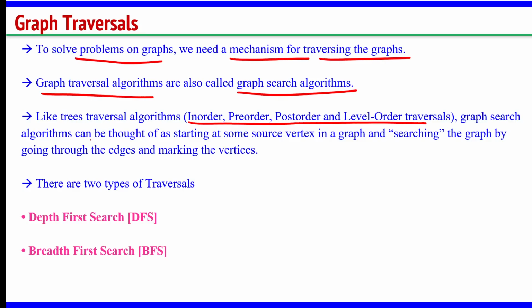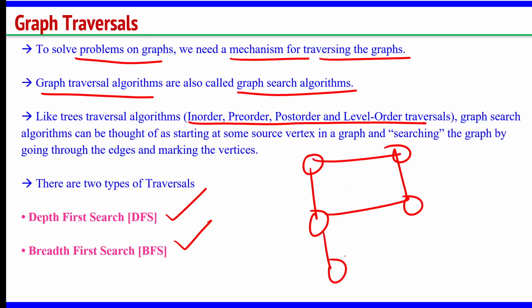Graph search algorithms can be thought of as starting at some source vertex in a graph and searching the graph. It is also the same as in-order, pre-order: starting at some point, following some strategy and visiting the nodes. In standard, we have 2 different types of traversals, depth first and breadth first. Depth first traversal and breadth first traversal. Before we go into detail on these graph algorithms, let me give a simple example. When you have a graph like this, some graph is like this.